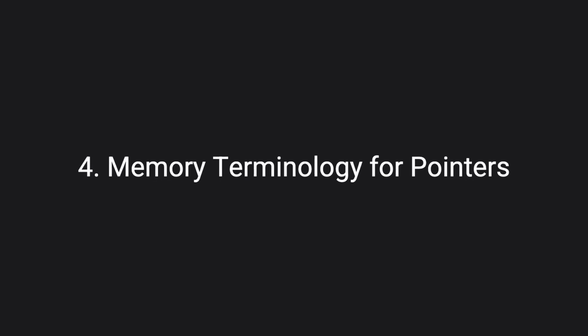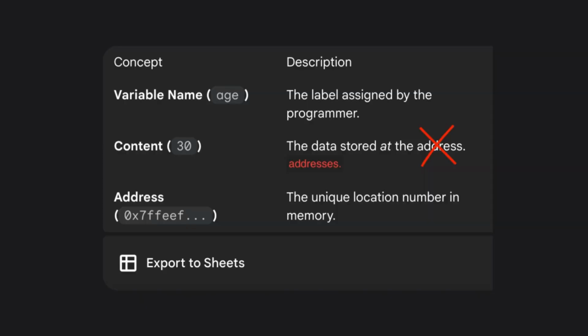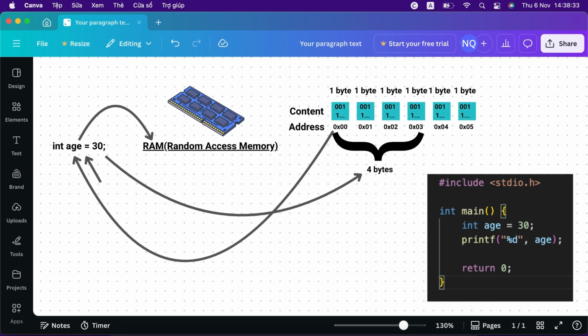Fourth, memory terminology for pointers. Variable name, age: the label assigned by the programmer. Content, 30: the data stored at the addresses. Address, 0x7ffeef, etc.: the unique location number in memory. The crucial point for the next lesson: every single variable has an address, and that address is just another piece of data, a large number.